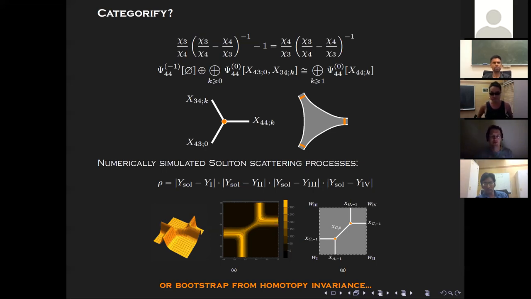For our purposes, we have just a small set of such vertices, and we could use various tricks. In this case, we could just try to calculate them numerically. This is a result of such a numerical simulation. This plot is for this density function. Y1 to Y4 are vacuum values of fields.